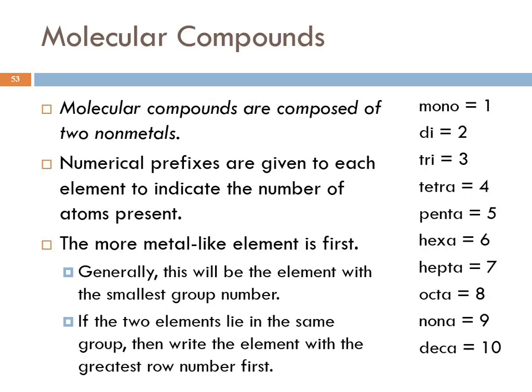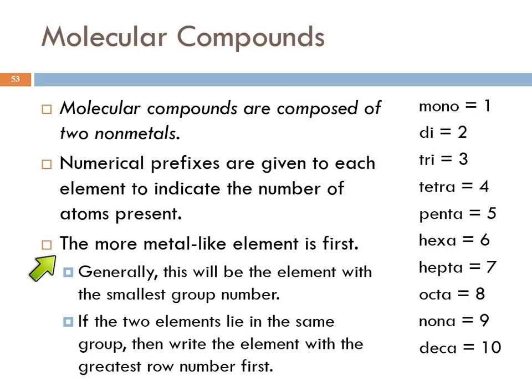Molecular compounds, again, are composed of nonmetals. And the ones we're going to look at will be 2 nonmetals. We use numerical prefixes to indicate how many atoms of each element are present. These are the prefixes over here. They're standard Greek prefixes: mono, di, tri, tetra, penta, hexa, etc.